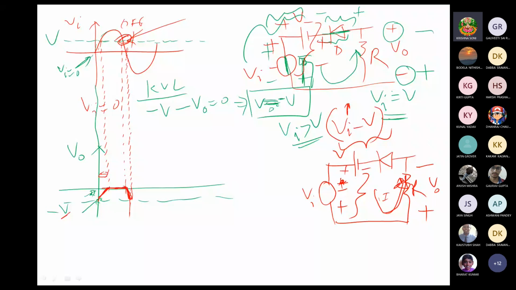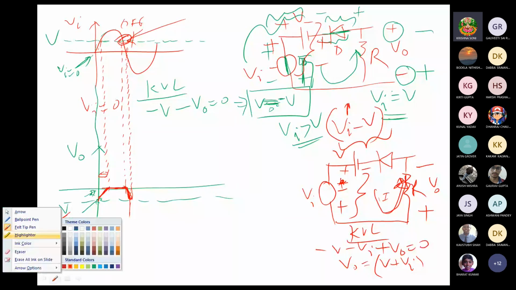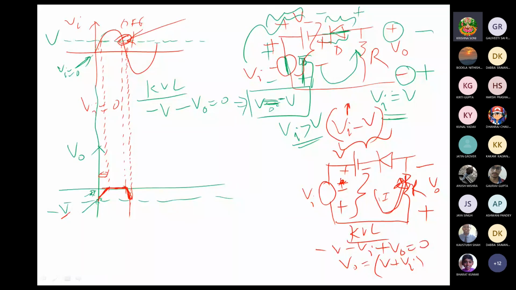We can apply KVL. Actually, these voltages can be found easily by using KVL. So minus V minus V plus Vi. If we take the reverse polarity, then its value will be negative. So we cannot say that it is wrong.